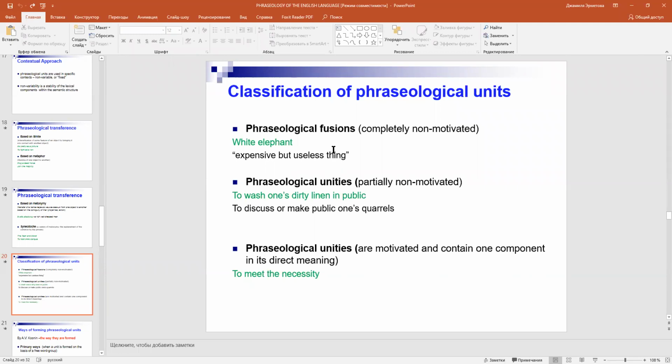Phraseological fusions. Word groups with completely changed meanings. They are not motivated units, but we cannot guess the meaning of the whole from the meaning of its components. Demek bu o'zgarmas birliklar ekan bularning hammasi.